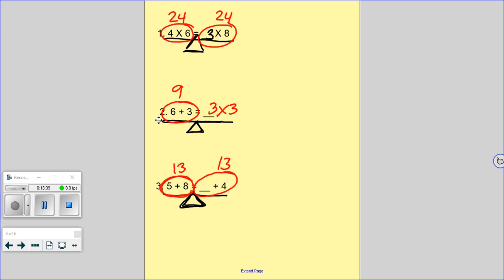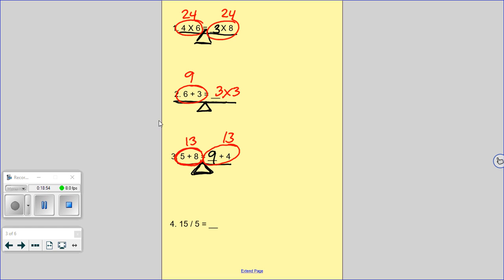Let's see. Yes, it's going to be balanced. So our missing number here is 9. Alright, we got one more. I want to see if you can do it all by yourself.